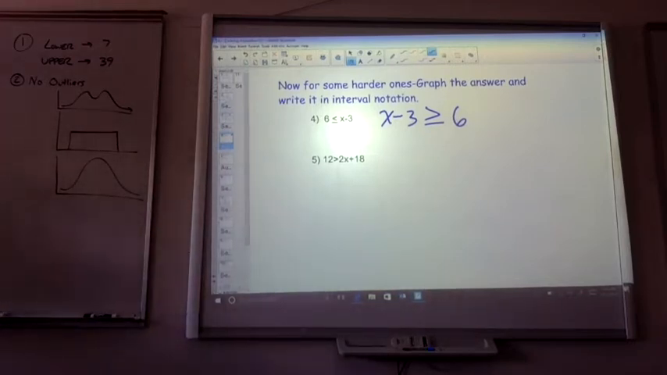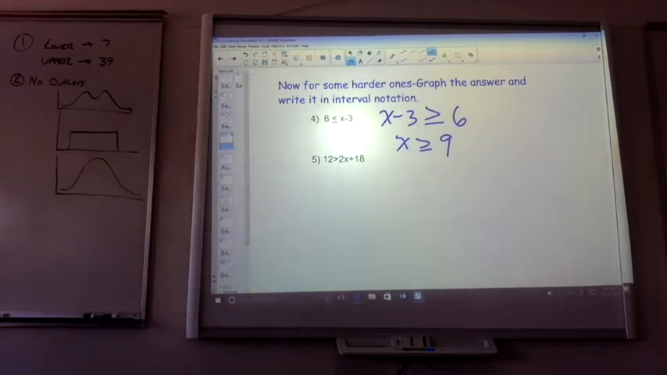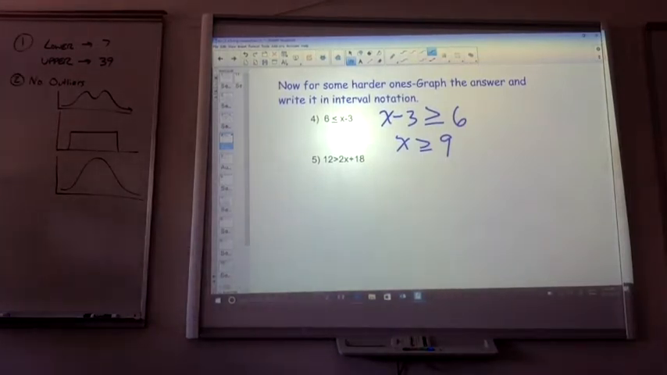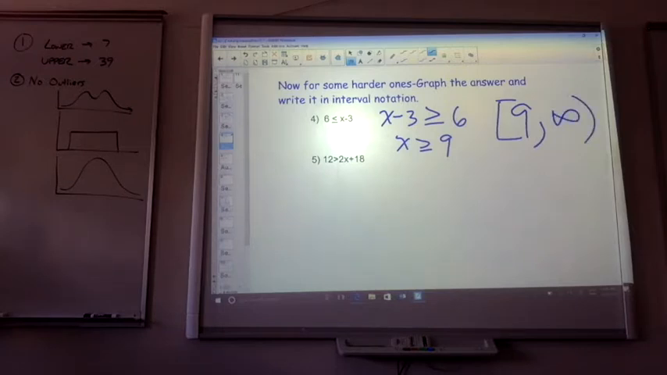So now I'm going to solve it. So what do you add? Add 3 to both sides. So I'm going to get this. I get to 9. And then let's write it in interval notation. So am I going from negative infinity up to 9? Or am I going from 9 to infinity? 9 to infinity. Is it a square bracket or a rounded bracket at 9? Square. Why is it square? There's an equal, so it's going from 9 to infinity. Again, that's my interval notation right there.